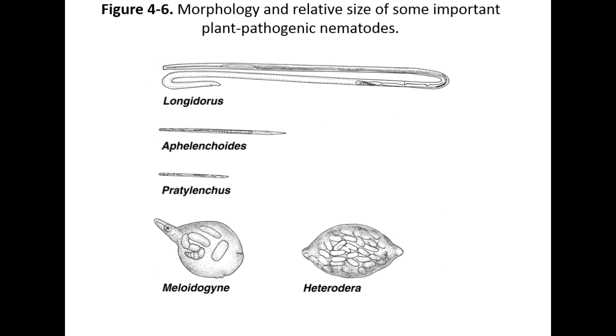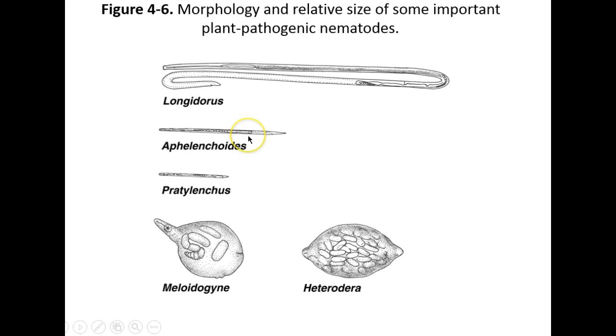This particular slide was taken from page 72, and it shows the morphology and relative size of some of the important pathogenic nematodes. Longidorus is the longest, slimmest one, and you can see it's a plant-feeding one because it's got a long stylet here, its throat, and there's its long intestine, and obviously for its name, it's a long, slender nematode.